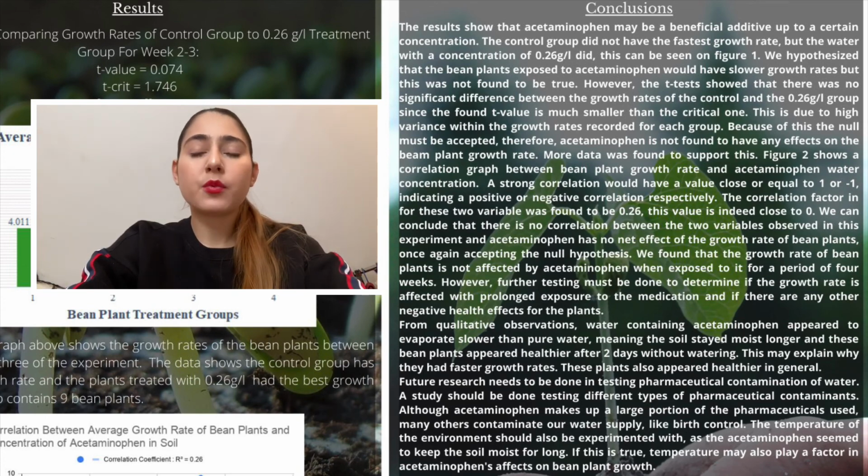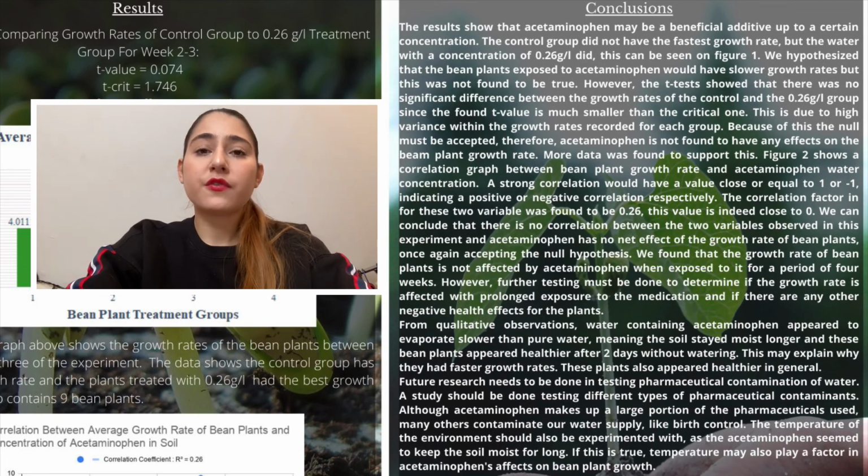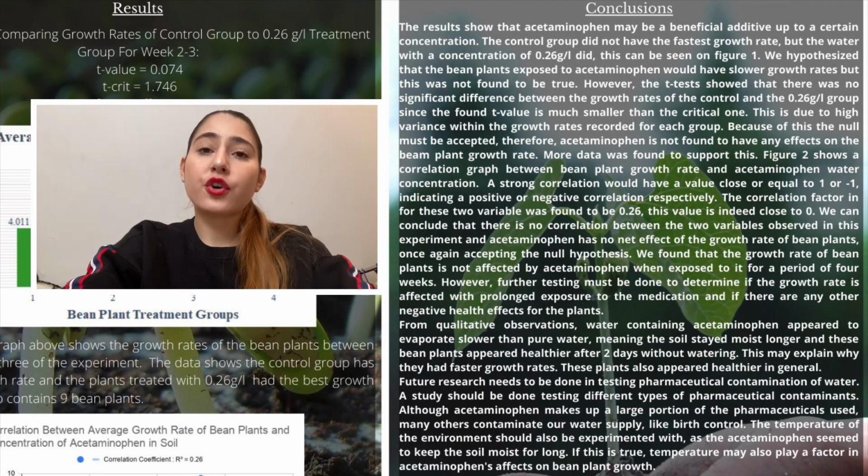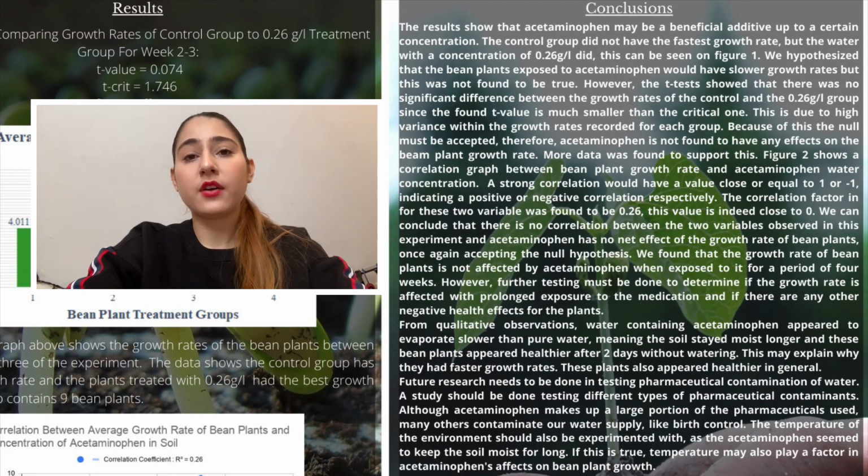Finally, we believe that it would be interesting for more research to come out regarding other types of pharmaceuticals because acetaminophen is not the only widely used pharmaceutical in the US. For example, birth control is very popular and it is a hormonal drug, so we don't break it down completely and it ends up in the water supply and we don't know what its effects would be on the plants.